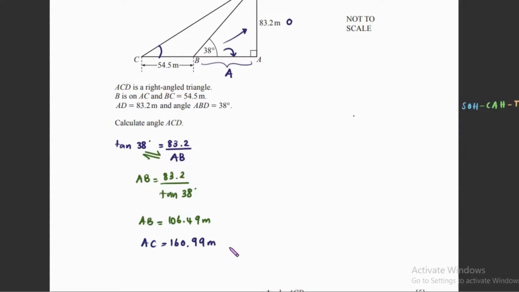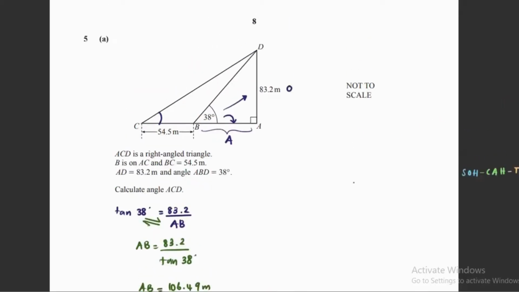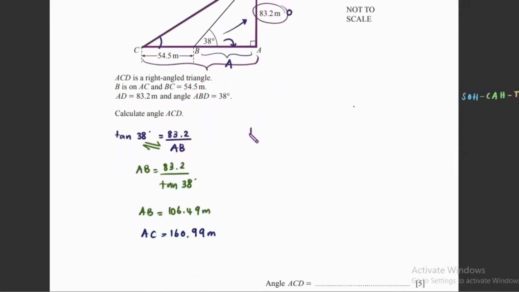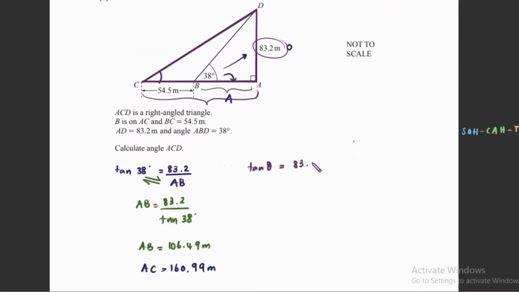160.99 meters. Now, I'm going to apply tan theta again using this larger triangle that is given to us because we now need to calculate the angle. So in that case, the opposite side that we used previously will stay the same. This time, the adjacent side will be this complete length, which is that 160.99 meters that we found. So again, we're going to apply tan theta here. The numerator, which is the opposite side, is known to us, 83.2. And the adjacent side, which is 160.99, is also known. We're going to put that here.